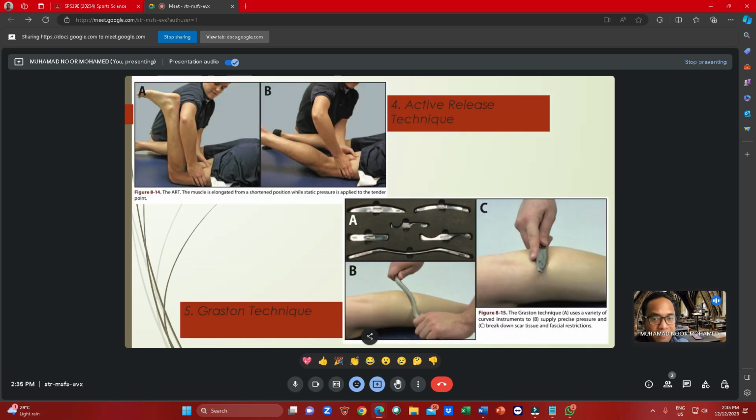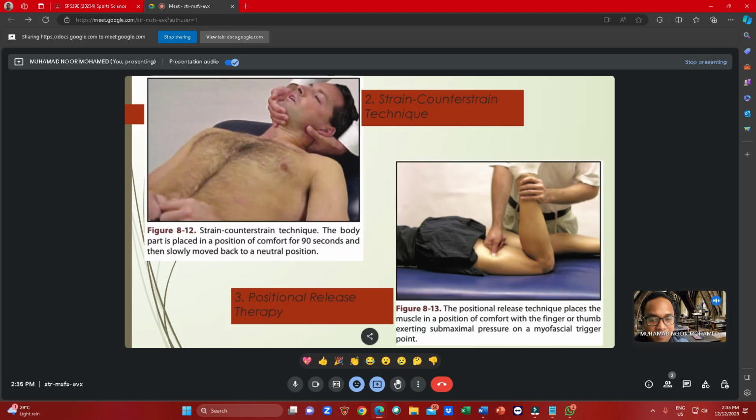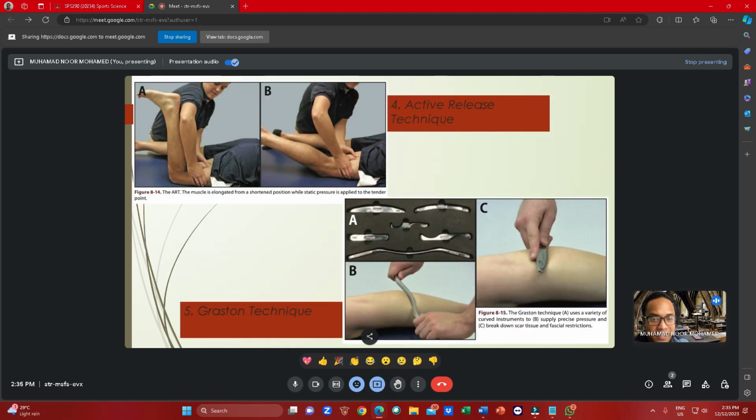Okay, so we have active release technique. Compare positional relief and active release. Active release requires you to move for some part of the movement. For example, when we put pressure on the calf, you're going to move your leg back or down and up in order to facilitate the muscle movement.